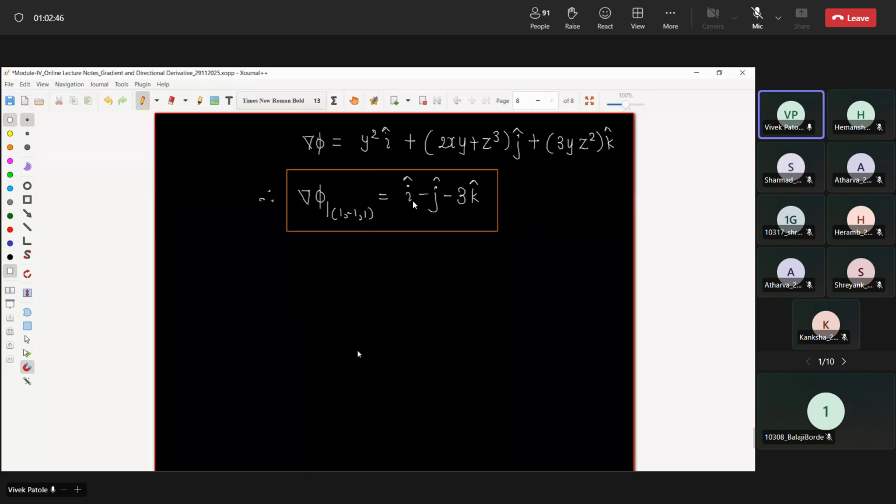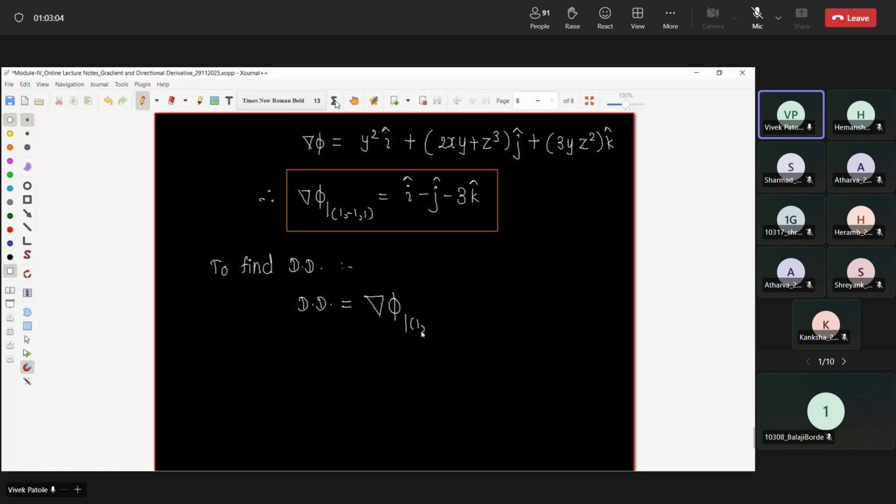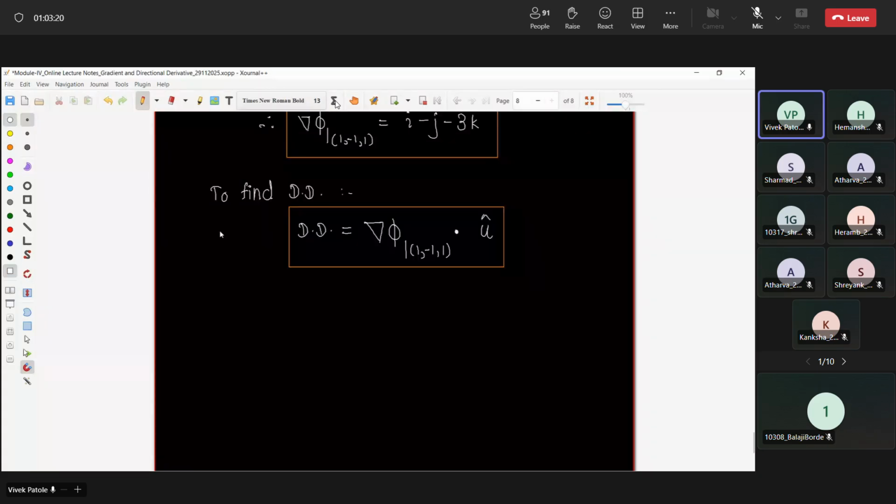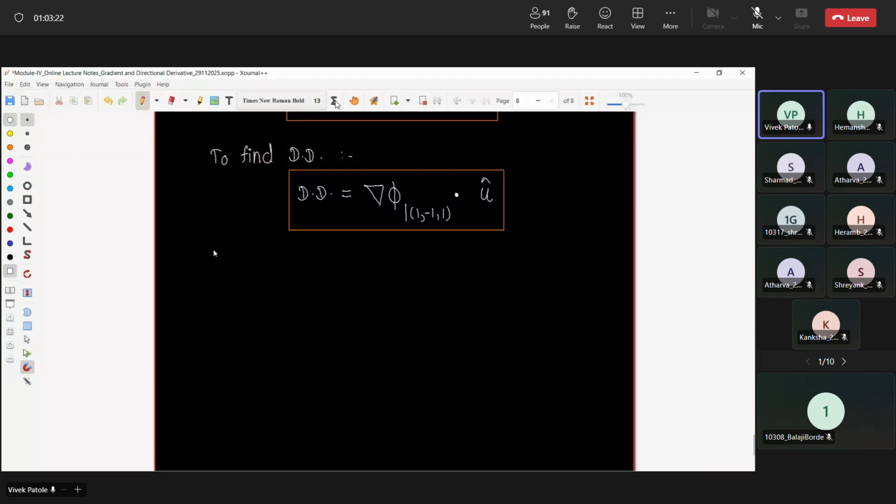Now we are going to first find the directional derivative. The directional derivative is given by del phi at point (1, -1, 1) dot with u cap. So this is the formula, and now we are going to consider all the five cases one by one.